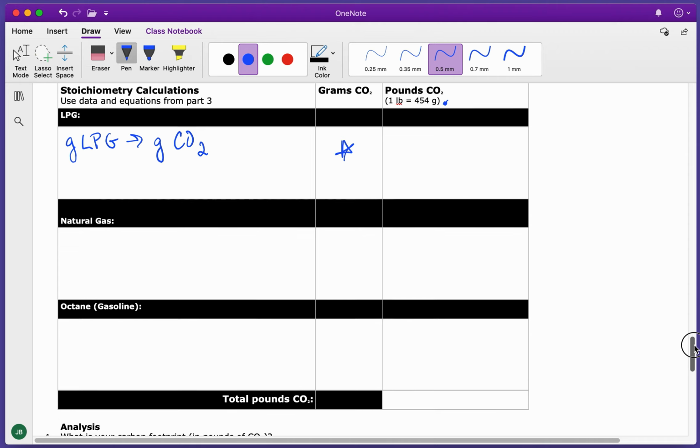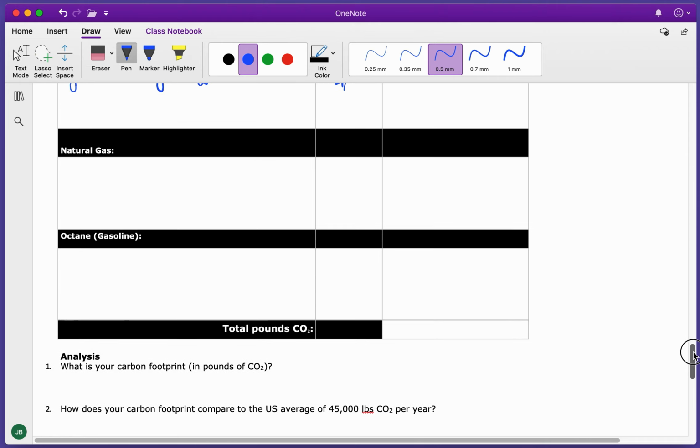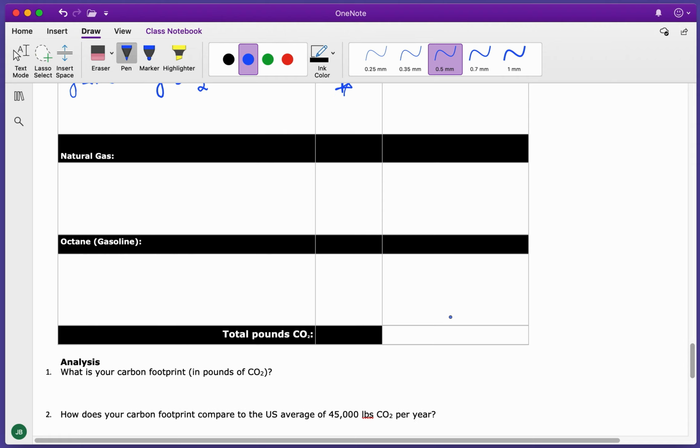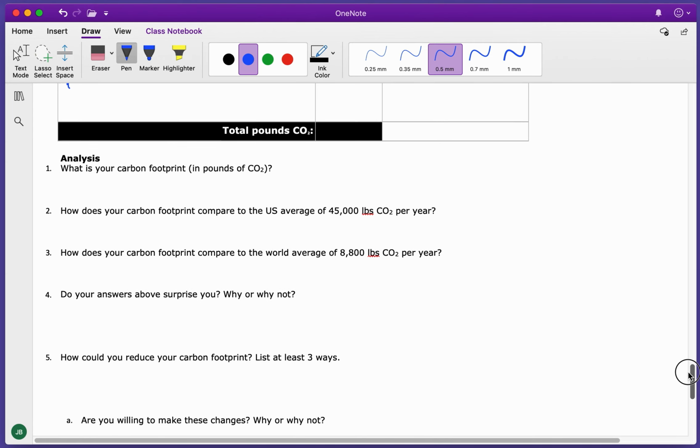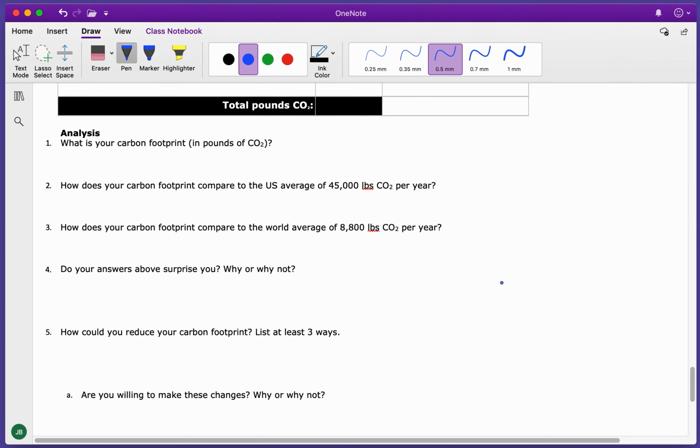And then your own personal gasoline use is going to go into this third box where you're going to do the stoichiometry here. And then you're going to add up all these pounds so you can see the total pounds of CO2. Once you've done that, you probably are going to get pretty large numbers. My girls who have done this in the last 2 years have gotten some really large numbers. They were very surprised at how big their numbers were. So don't freak out if you get a big number.